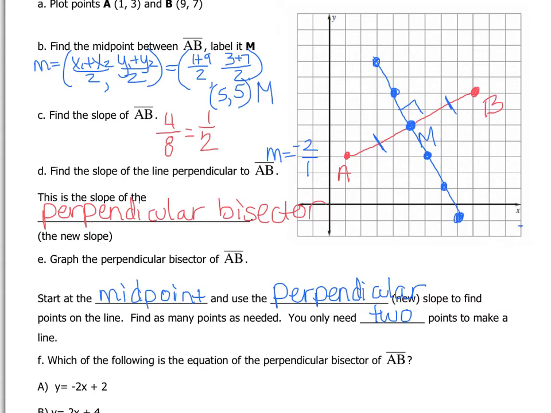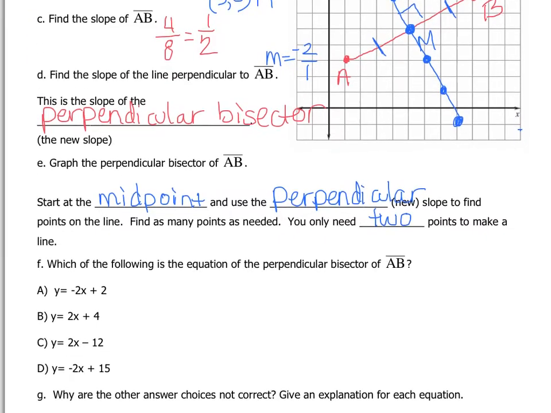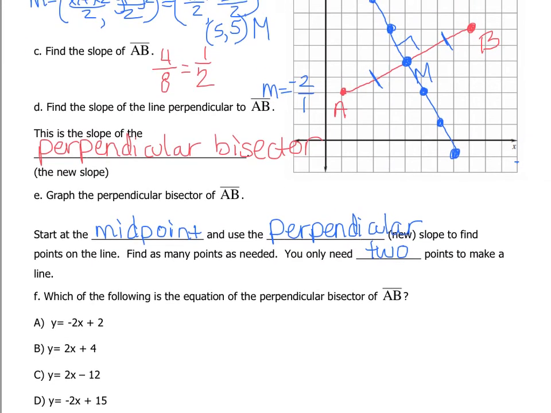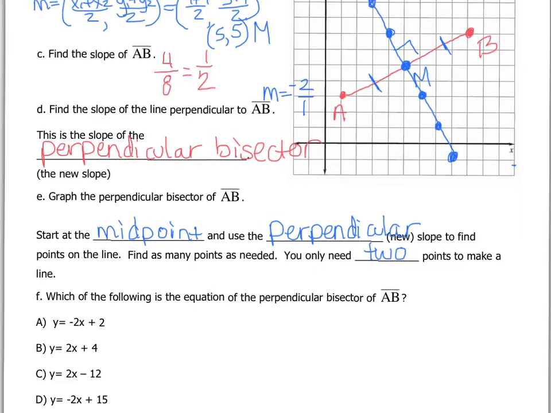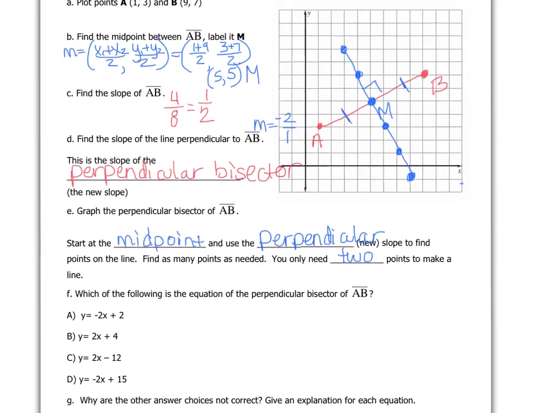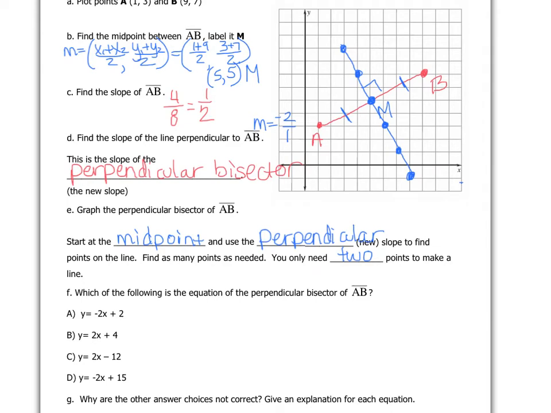Now, in F, it's asking which one of the following is the equation of the perpendicular bisector of AB. So remember what we're going to do is use these answer choices and work backwards from them, based on what we know about the equations of lines, y equals mx plus b. Well, we already know for sure that the slope of the perpendicular bisector is -2/1. So right there, these answer choices are gone because we need a -2 slope.